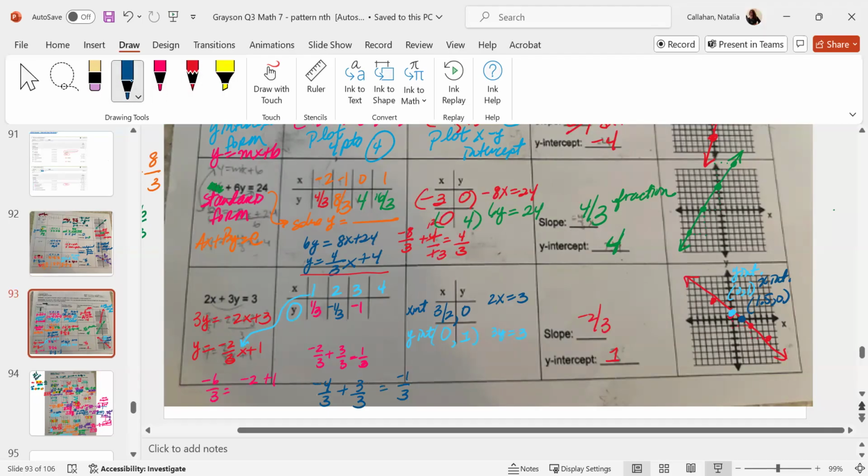4. Negative 2 times 4 is a negative 8. Negative 8 over 3 plus 1. That's a 3 over 3. So that's negative 5 over 3. And that's it. Does that make sense?